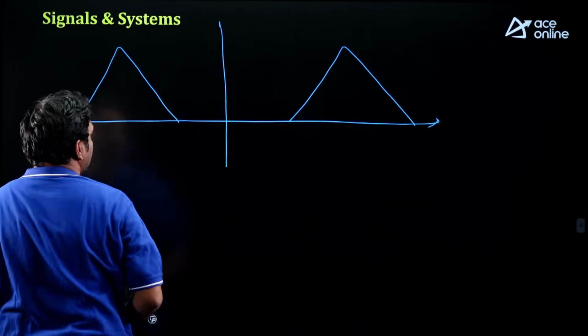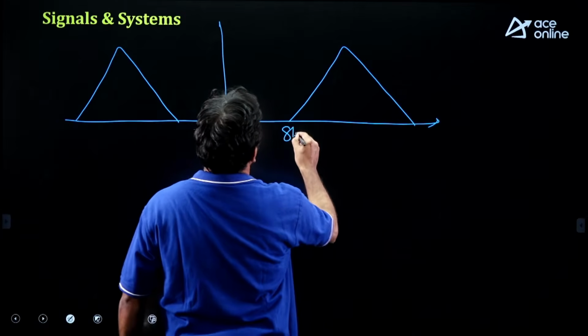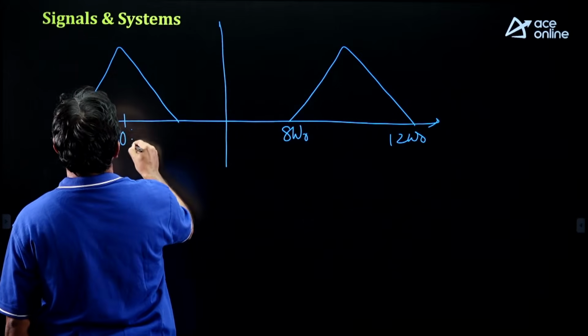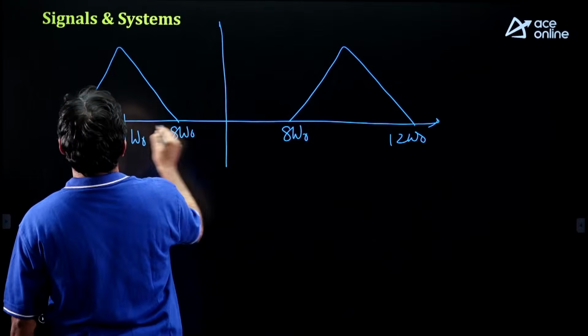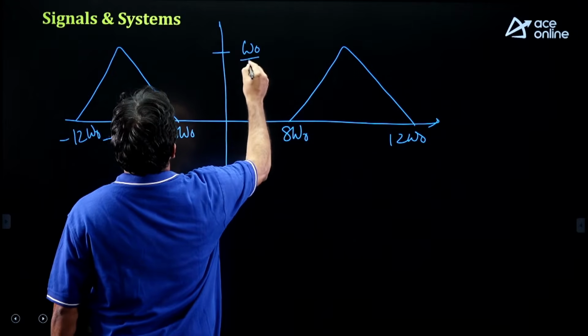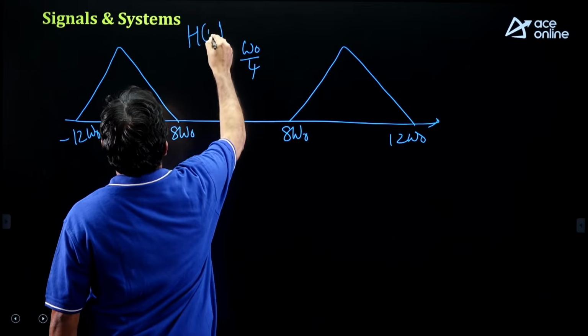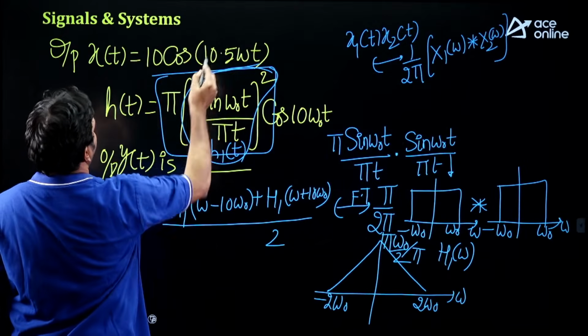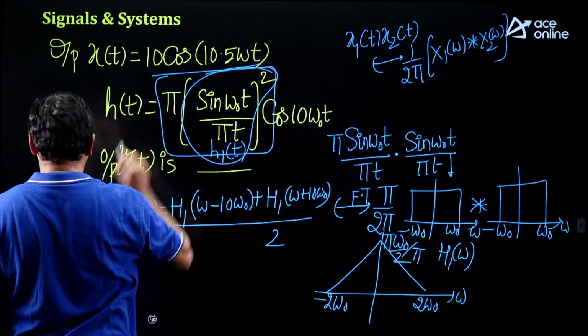So what will happen? That will cover which range? 8 omega naught to 12 omega naught. Of course, there will be some amplitude changes. What is the input function we applied, sir? 10 cos of 10.5 omega t.